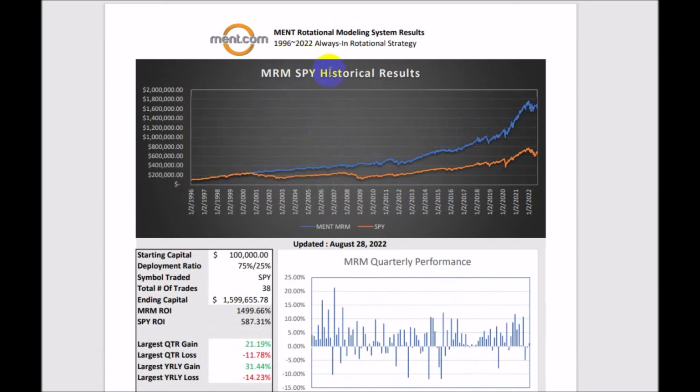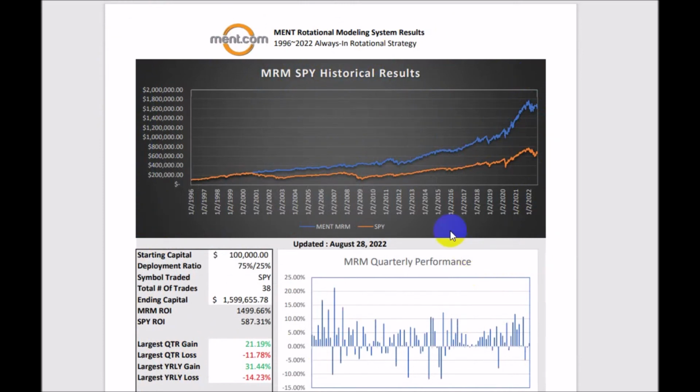Remember, the Ment rotational modeling system is an always-in strategy. This is where you should really have 75 to 85% of your capital rolling in this type of system, which is going to give you long-term growth and protection.